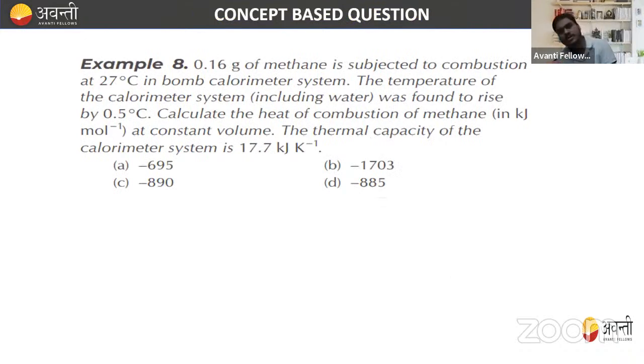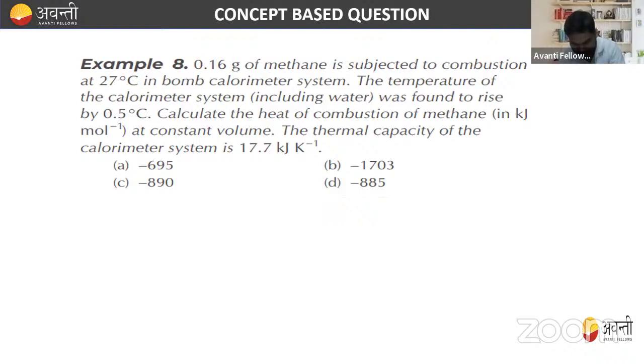Now, there's a concept-based question related to this, and this question is very simple. If you know the small things, just put in the values and you'll get the answer, right? What the question basically asks, beta, is this: 0.61 gram of methane is subjected to combustion at 27 degrees Celsius in the bomb calorimeter system. The temperature of the calorimeter system was found to rise by 0.5 degree. You have to calculate the heat of combustion of methane. So here you just need to calculate the enthalpy, nothing else, right?